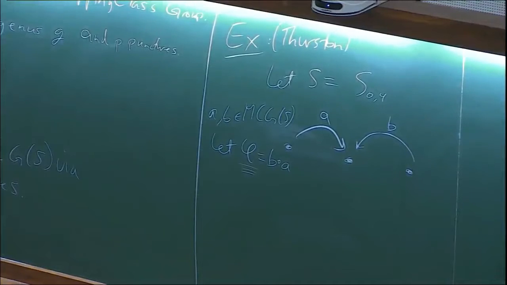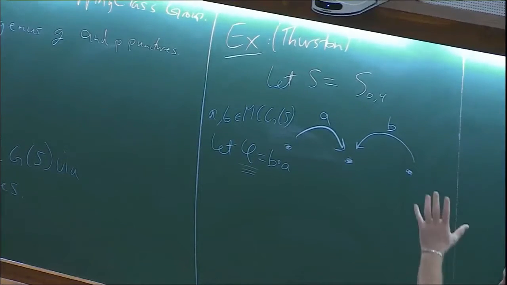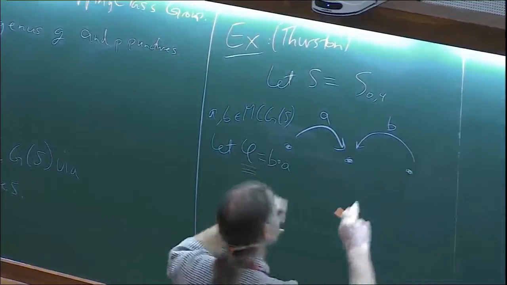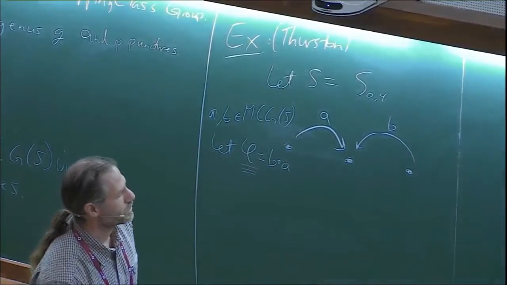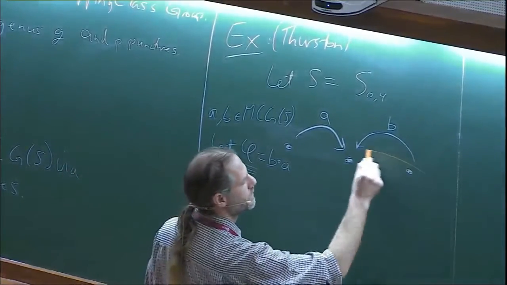So the way that we're going to try and do that is we're going to pick some curve. Yeah, the fourth point is at infinity, so I'm not drawing it. I'm just drawing these 3 points in the plane. So what I can do is I can pick.